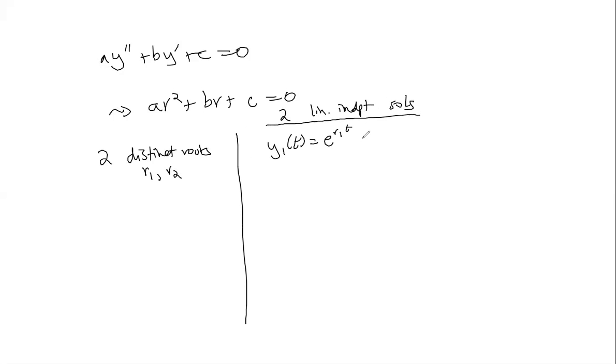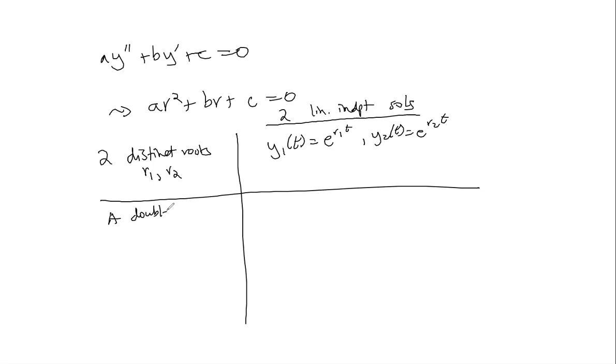e to the r1 t and e to the r2 t. If you have a double root, r, then you have two linearly independent solutions, e to the rt, but you also have this other solution, which you just multiply by an extra power of t. Why you do that is maybe a little mysterious at this point, but that's just what you do to get another linearly independent solution.